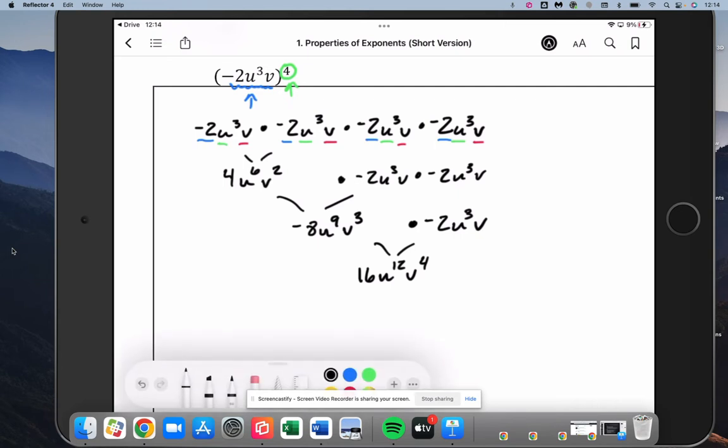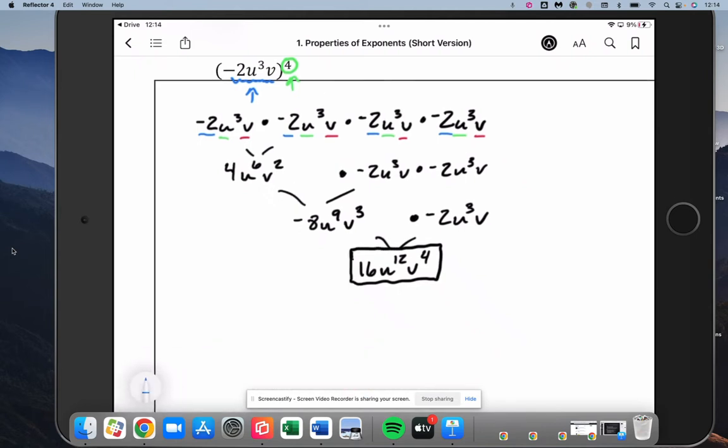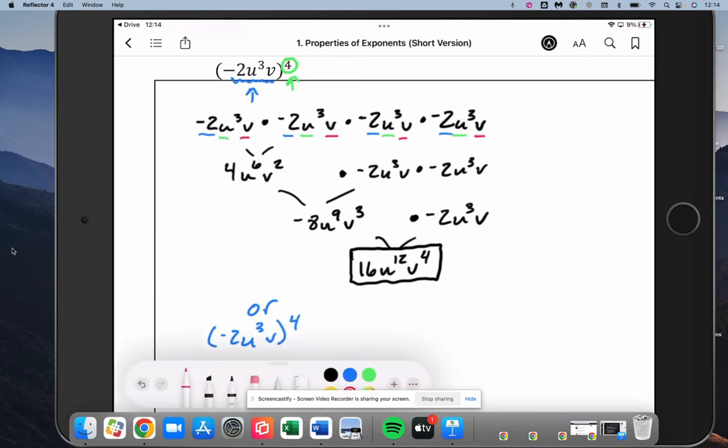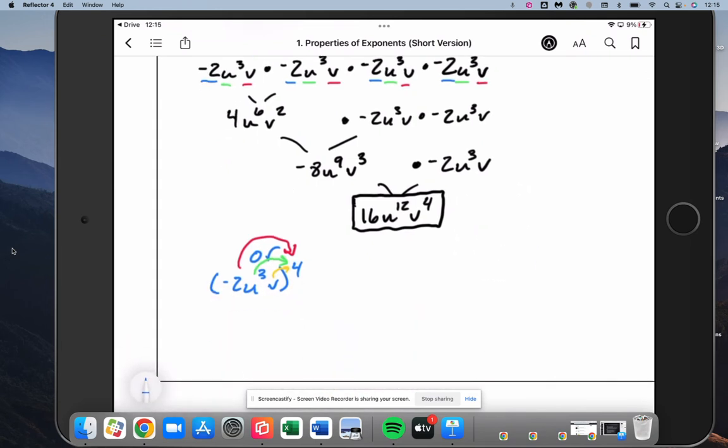And so I will do it the magic trick way as well. If you're a person that is good at memorizing rules and this kind of thing, you can go negative 2u to the power of 3v to the power of 4, and then just sort of dump all those things to the power of 4. And so negative 2 to the power of 4 is negative 2 times negative 2 times negative 2 times negative 2. That's going to make positive 16.